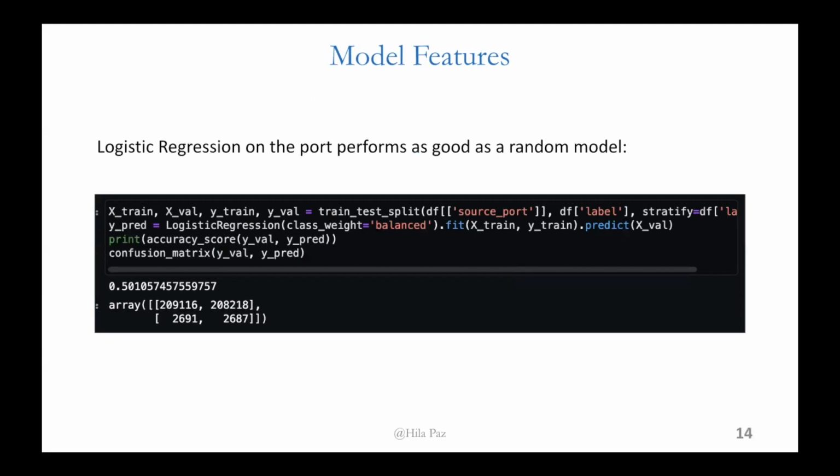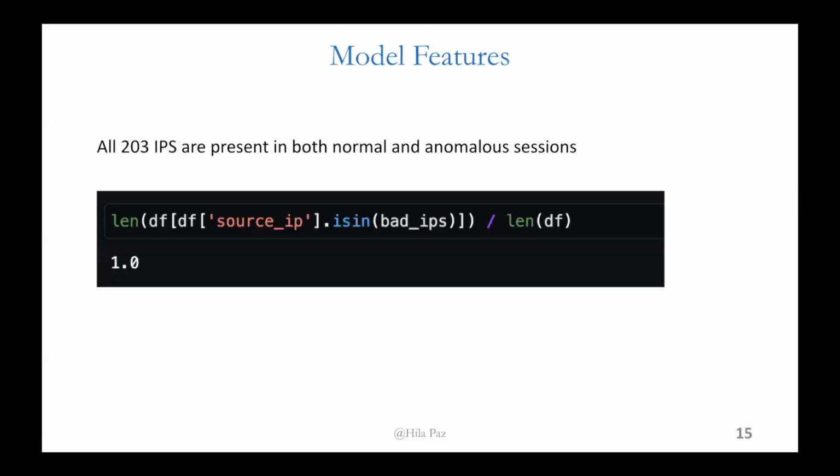However, how can we be sure that the DNN is even required here? I went on and fitted a logistic regression based on the source port alone, only to discover that it performed probably as good as a random model. Also, when I checked the correlation between the source IP and the label classification, I learned that all 203 IPs appear both in the normal logs and in the anomalous logs. But hey, this is good news for us, because the DNN is required here to understand deeper connections of the source IP and the source port to the classification.